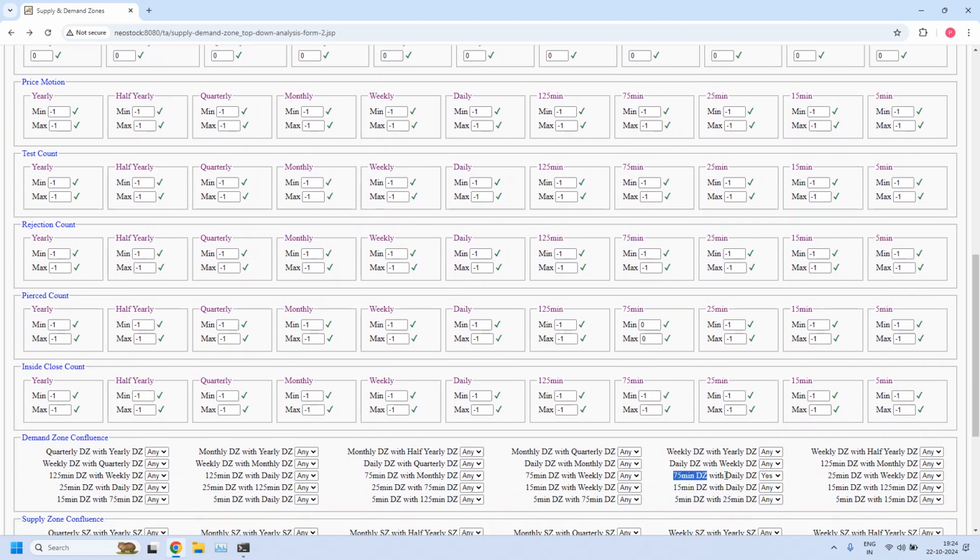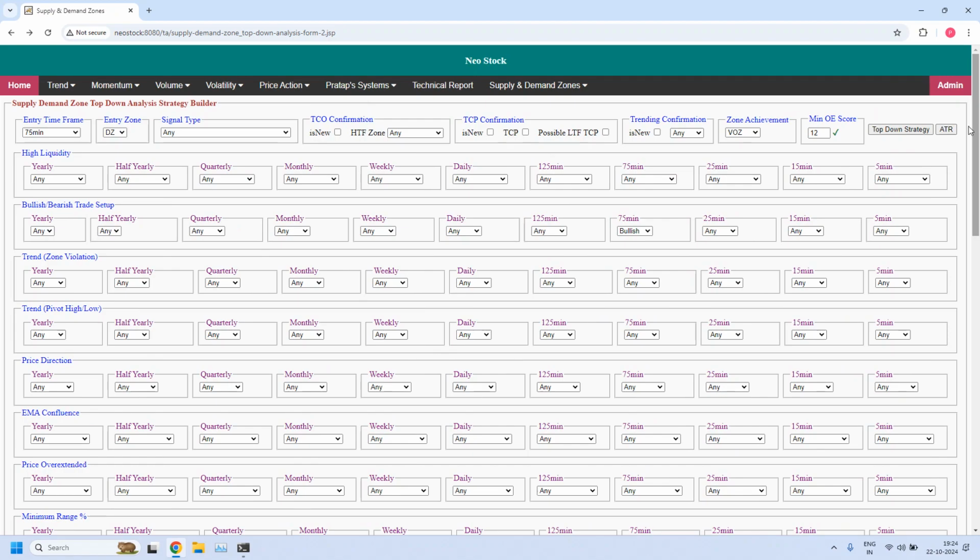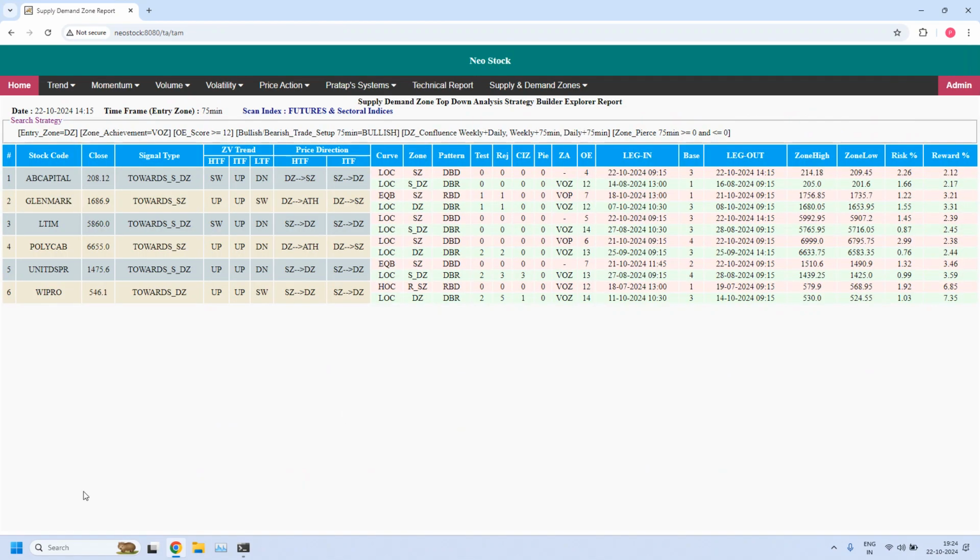Already we enabled this filter, 75 with daily demand zone confluence. Next, 75 minutes demand zone with weekly demand zone confluence I am enabling, and also daily demand zone with weekly demand zone confluence I am enabling. With all the 3 filters, we got LTF, ITF, HTF stocks. 6 stocks. In all these 6 stocks, 75 minute zones are part of the daily zone, both together again part of the weekly zone.